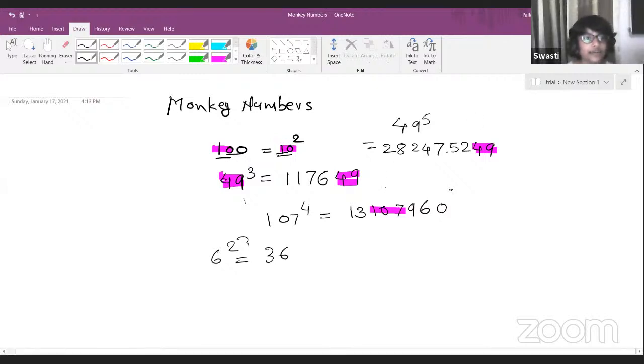625 is a monkey number. 32 is a monkey number. All powers of 6, all powers of 5. Nice. And yes, all powers of 10.